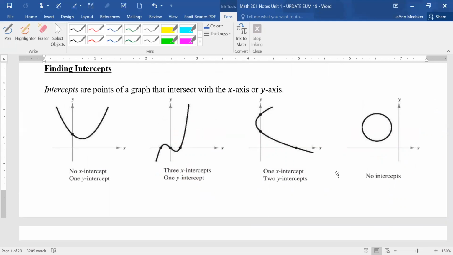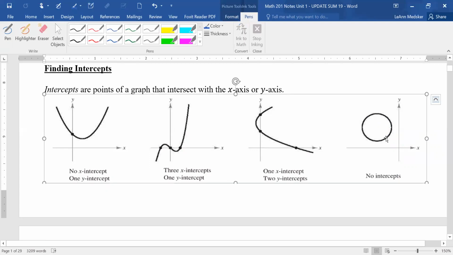So first of all, we have to know what an intercept is. An intercept is points on a graph that intersect either the x-axis or the y-axis. Notice this picture, there's no x-intercept, but there is a y-intercept here. This one has 3 x-intercepts, but this origin is also a y-intercept because that's where the graphs intersect each other. Then 1 x-intercept here, 2 y-intercepts, and then this one has no intercepts because it's not crossing either the x or the y-axis ever. So that's how you would tell from a picture.